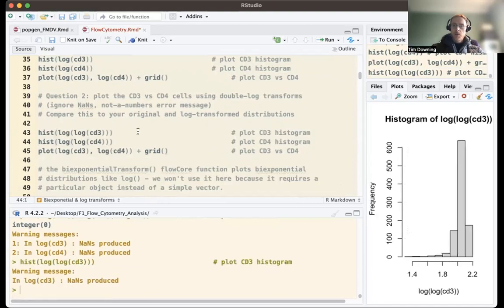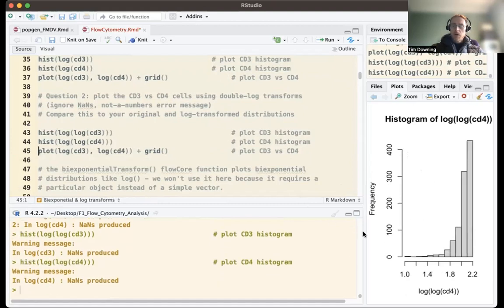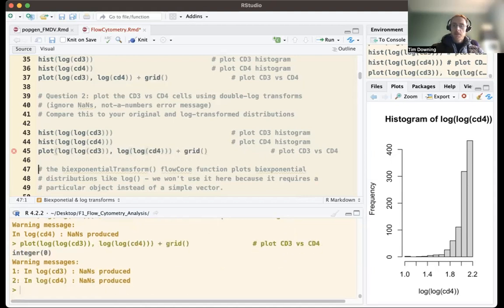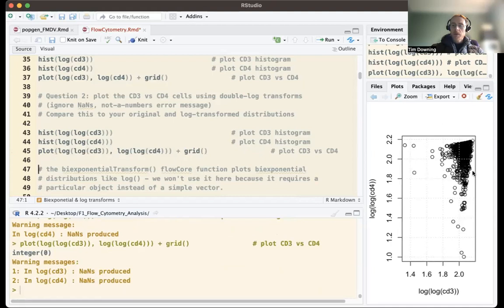So if we do the same distributions, we see that they're more skewed. If we do double logs and the same for the CD4 data, and we can do that again for the same distribution to see what effect retransforming them in different ways has. So now you see that they're more compacted. And what we can do is even put them on log base 10.